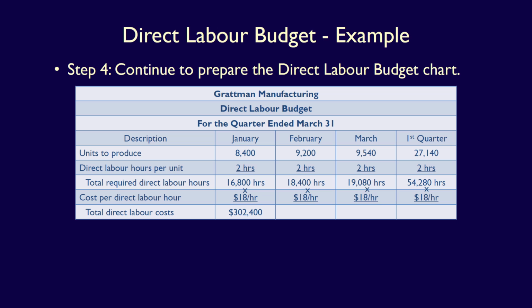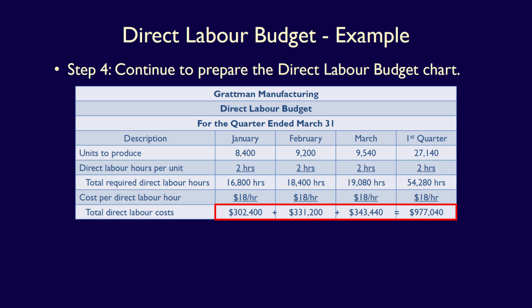For January, 16,800 hours multiplied by $18 per hour is equal to $302,400. For February, 18,400 hours multiplied by $18 per hour is equal to $331,200. For March, 19,080 hours multiplied by $18 per hour is equal to $343,440. And finally, for the first quarter, 54,280 hours multiplied by $18 per hour is equal to $977,040.